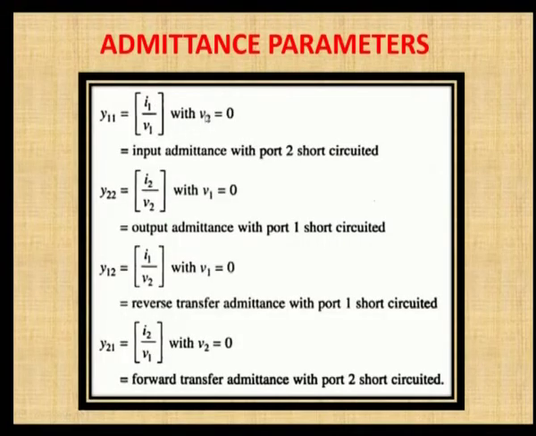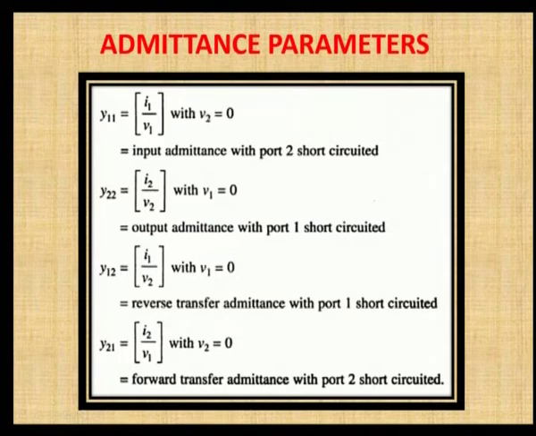So, I1 and I2 are functions of V1 and V2. I1, I2 are the input and output currents, and V1, V2 are the input and output voltages. From these two equations you are going to derive all the admittance parameters y11, y22, y12 and y21. If current is 0, it has to be considered as open circuit, and if voltage is 0, it has to be considered as short circuit, right. So, y11 is given as I1 by V1 with V2 equal to 0.